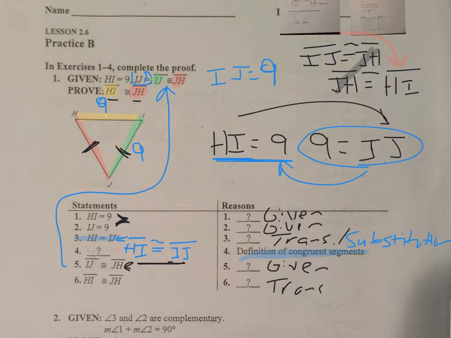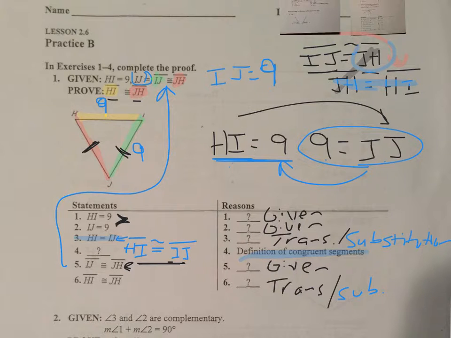It also works with substitution again. If I know that IJ is congruent to JH, and JH is the same as HI, well then JH and HI become interchangeable up here. And I can just turn this JH into an HI. Okay, that is doing it with substitution. All right, so that's how I would think through that.